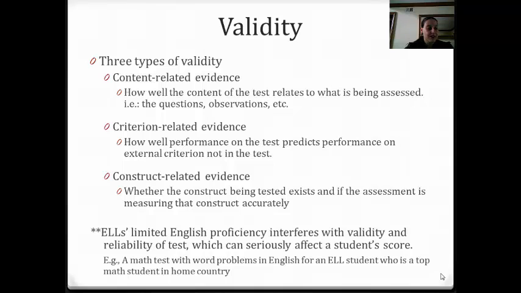So the last point that I'd like to make to you is that ELL's limited English proficiency obviously interferes with the validity and the reliability of the test, which obviously can have a serious effect on the student's score. It makes sense as to why the scores of students' English tests, and even the tests that they do in English in other content areas like science and math, should be interpreted very, very carefully, right? As I showed you before, a math test with word problems in English for an ELL student is going to be more of an English test than it is of a math test, right? Because of the English barrier.